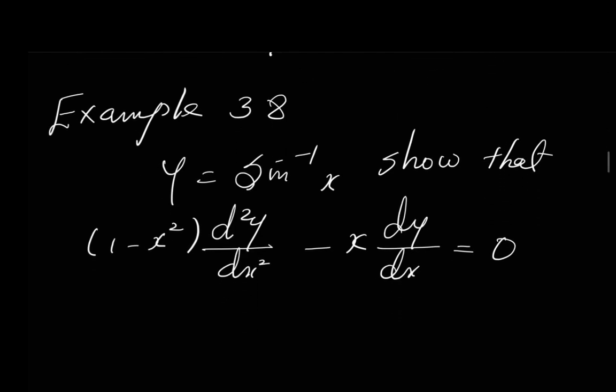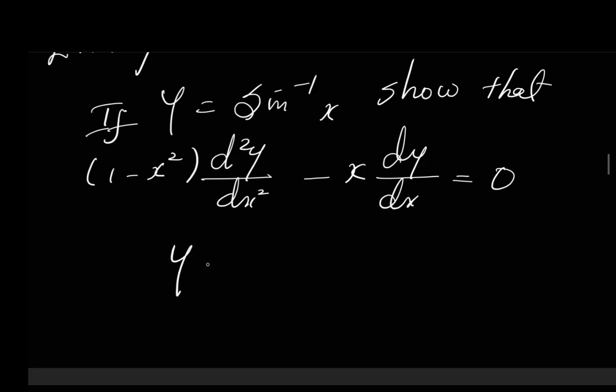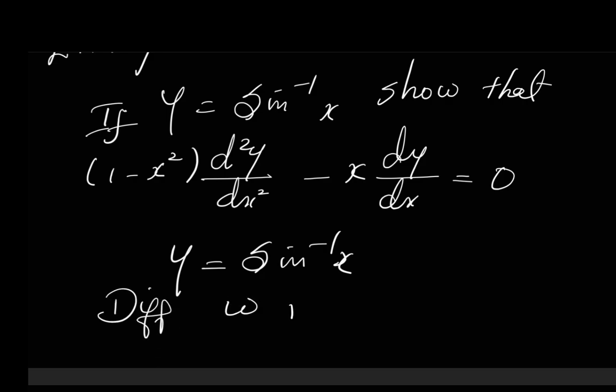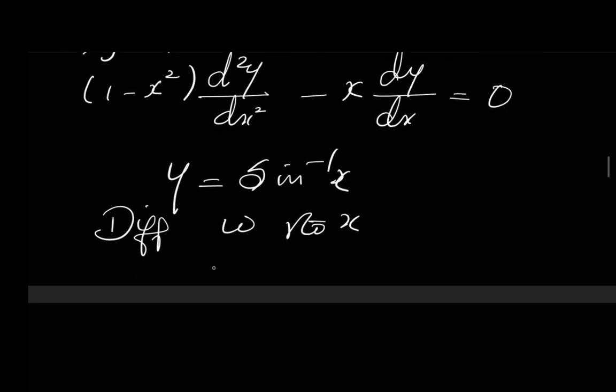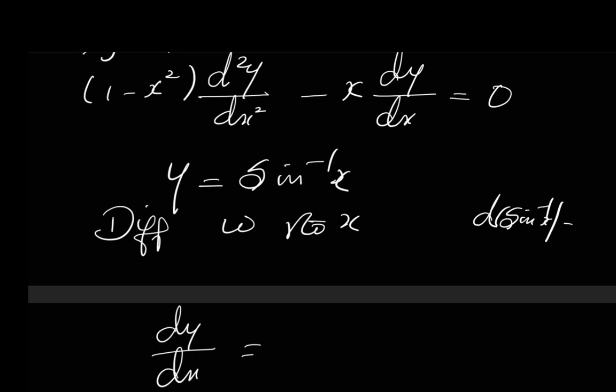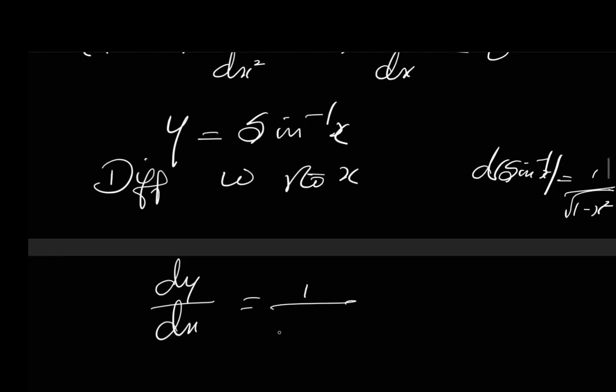See, next sum, same model. I am going to do an example sum. Example 38. The sum is: if y is equal to sine inverse x, show that this statement holds. Let me take the given one. y is equal to sine inverse x. I have to find the second derivative. So differentiate with respect to x, dy by dx. Here they use dy by dx. So dy by dx equal to the derivative of sine inverse x, the formula is 1 by root of 1 minus x squared. This is the formula.